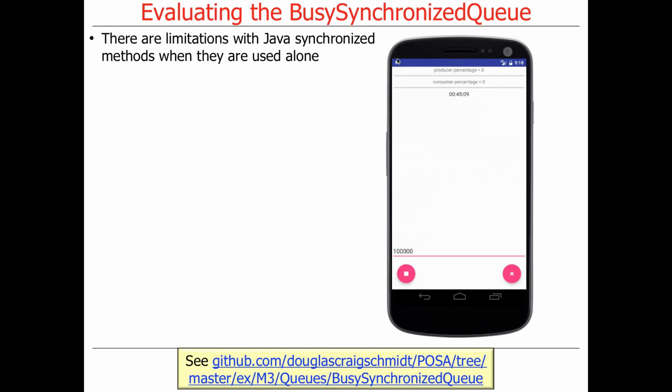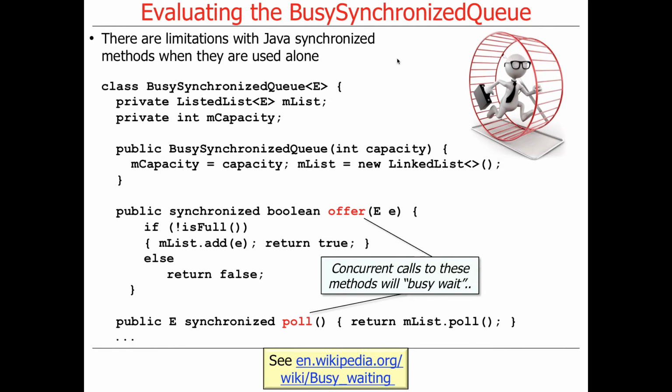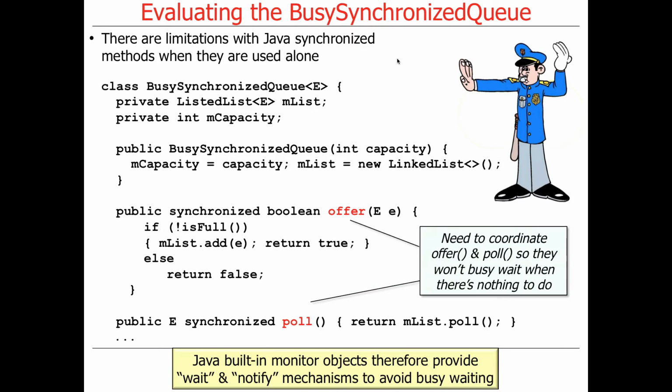So let's evaluate this. Obviously this solves one set of problems, but there are also some limitations. The main limitation, and I'll show you this when we run the program, is that if the queue is empty or the queue is full, concurrent calls to these methods will busy wait. So rather than block, it'll return right away, and it'll just sit there and spin. When we look at the test program later, you'll see that that's going to be quite a problem.